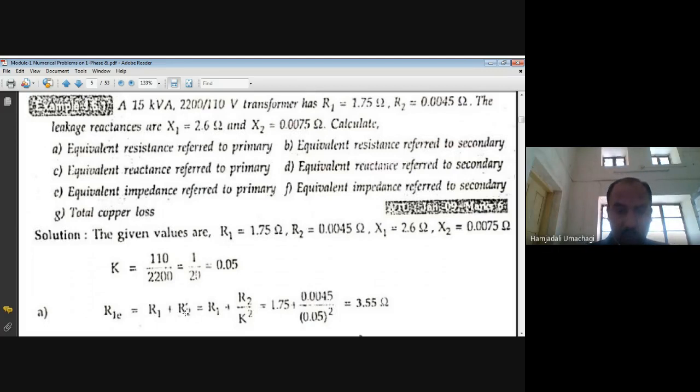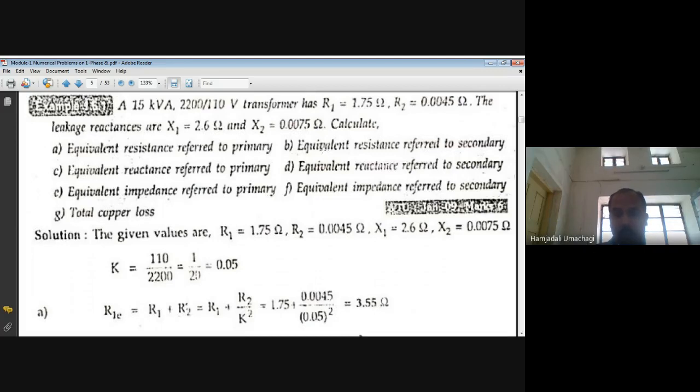So the value of R2 dash is R2 by K square. So R1E is R1 plus R2 dash, which is nothing but R1 plus R2 by K square. What is the value of R1 here? R1 is given as 1.75, R2 is 0.0045, and the value of K is 0.05, whole square. Simplified, the answer for R1E, primary equivalent resistance, is 3.55 ohms.